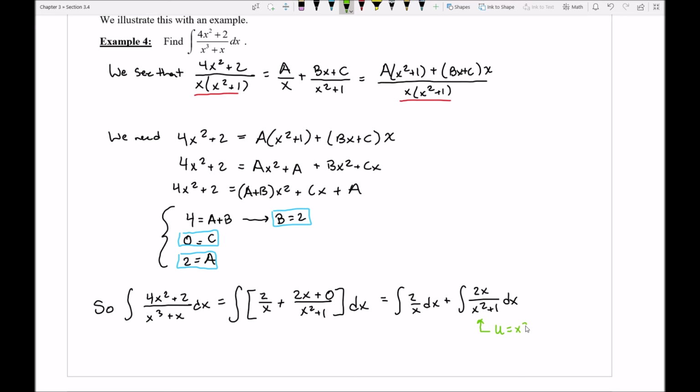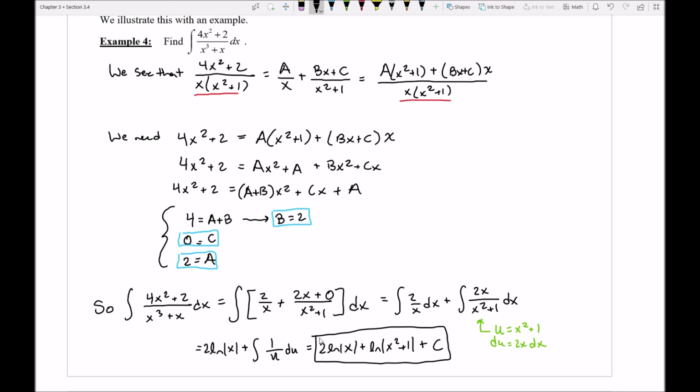You could select u to be x squared plus 1, and then du, which is 2x dx, is actually already sitting there. So notice that this is all going to turn into a natural log, 2 times natural log of absolute value of x plus an integral of, let's see, this would be 1 over u du, or 2 natural log absolute value of x plus natural log absolute value of x squared plus 1, all plus c. This is the final result I end up with.